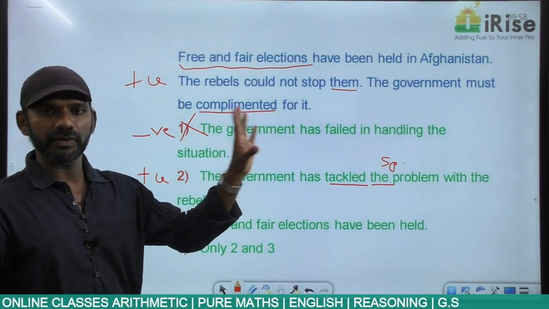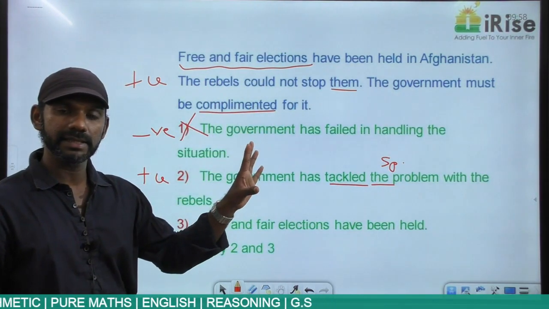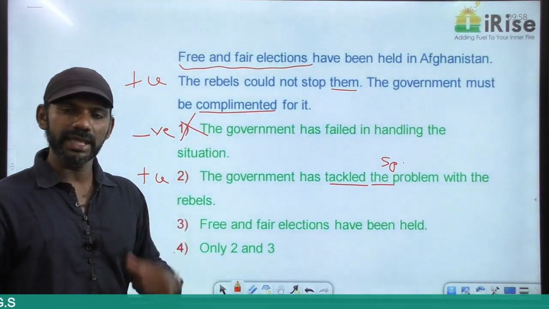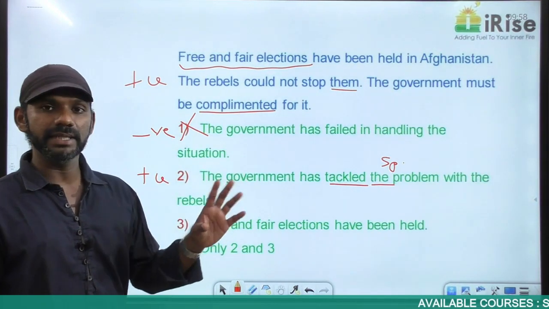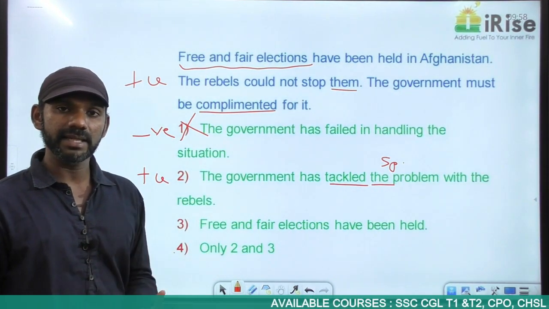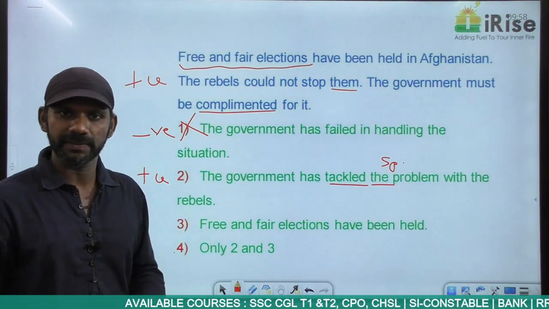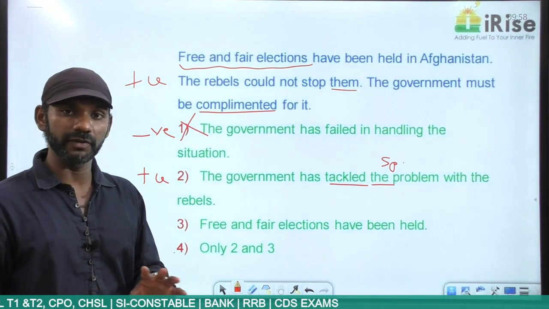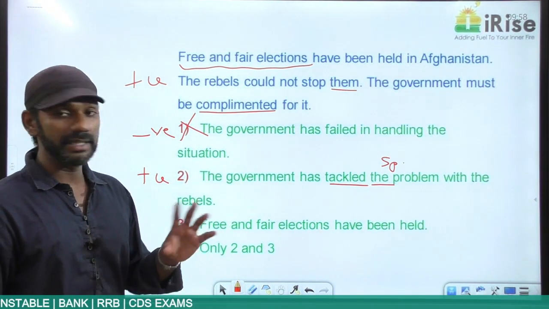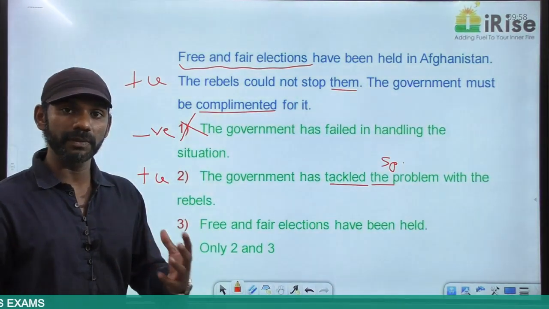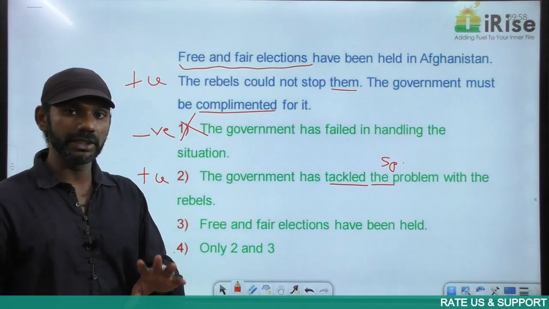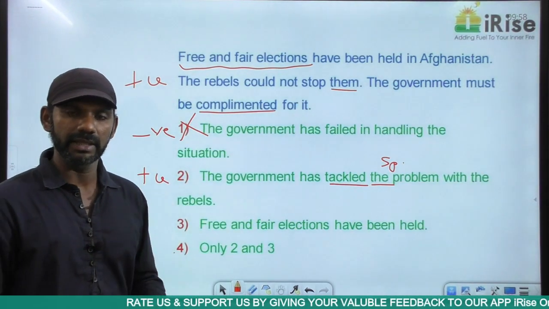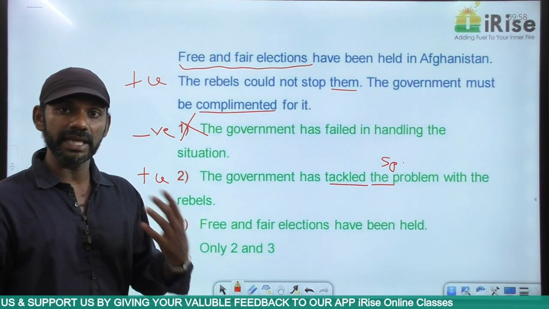Now, according to the paragraph, what is the problem with the rebels? They wanted to stop the free and fair elections. Were they able to do it? No. The government did not allow them to do it, and that is the reason why we say the government must be appreciated. Their problem was they wanted to stop the free and fair elections. They were not able to do it. They were not successful. The government did not allow them to become successful. And that's why we say the government must be appreciated.